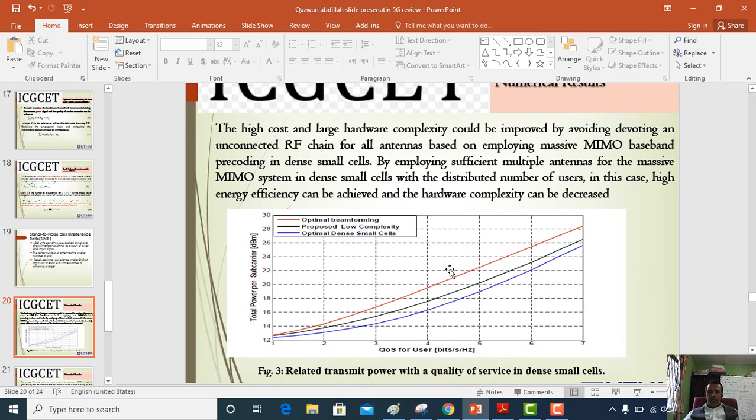You can see from this graph the relationship between the quality of service for users and the power transmitted. The power transmitted increases by increasing the number of users. So we have here a technique which we call optimal performing, and we propose low complexity and optimal dense small cells to reduce the transmitting power.